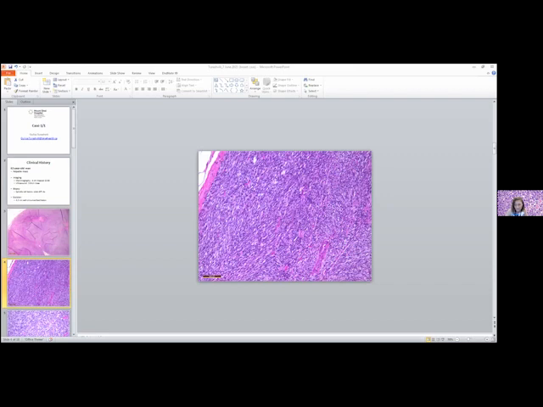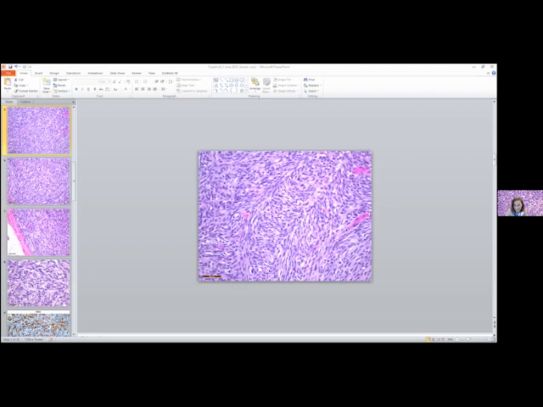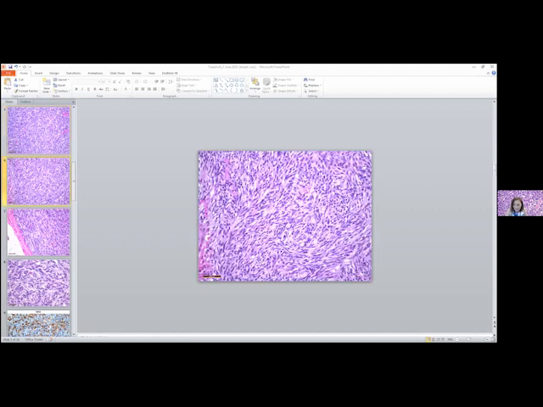Here is a medium magnification where again we see these spindled to ovoid cells. We have scattered blood vessels throughout, again intersecting fascicles of spindle cells. The nuclei are mildly atypical. There were occasional mitotic figures, approximately 2 mitoses per 10 high power fields. I think one of them is in the lower half of this picture, but no marked cytologic atypia.